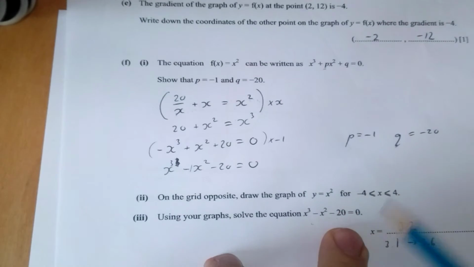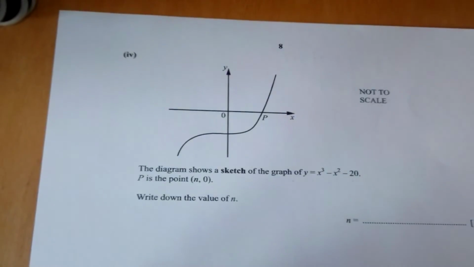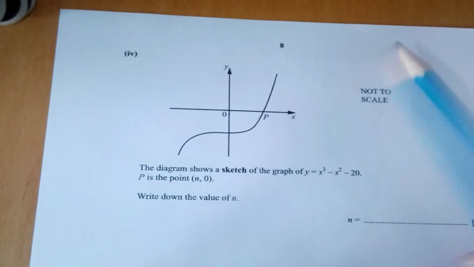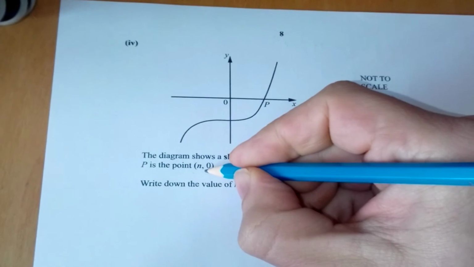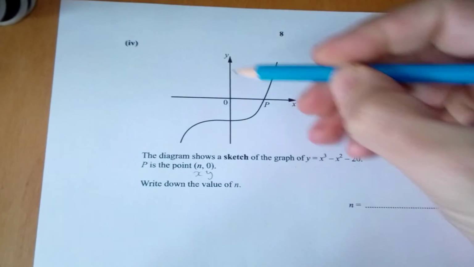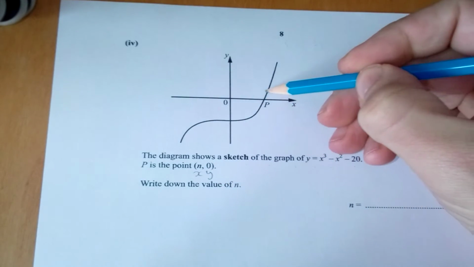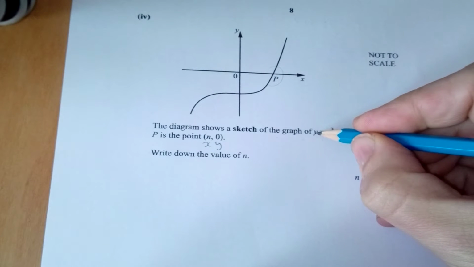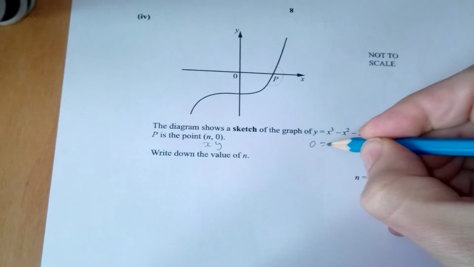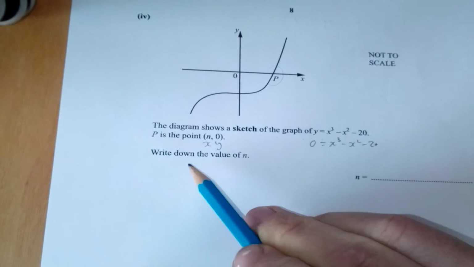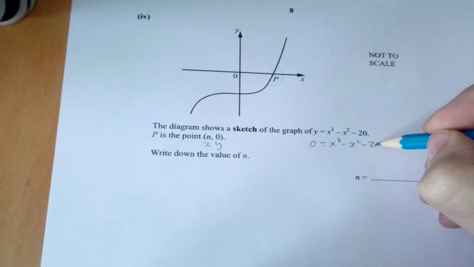in the previous question. Okay, then they say P is the point (n, 0). So here we have the y value 0 and they want to know the x value. So the y value 0 would be, there's the point P, right? So yes. And here we can change that y for a 0. Okay, write down the value of n.